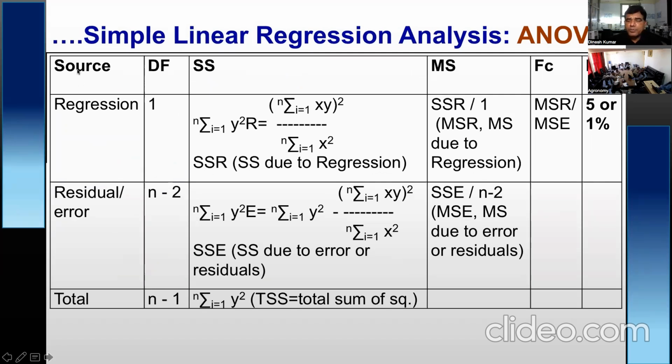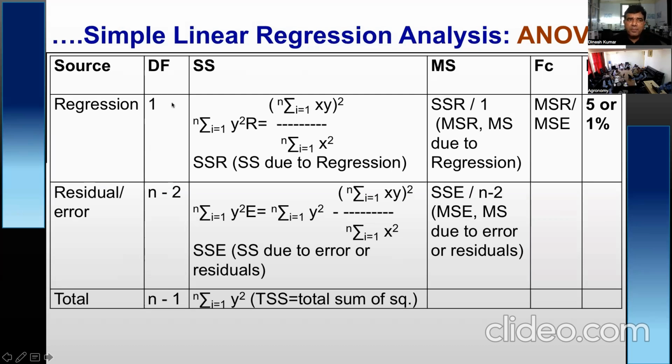So there are a number of sources of variation. The first source is regression, because we have fitted the equation. And you remember some data remained unfitted. Some is represented by the regression. Some is not represented. That is part of the residual or error. So there are two sources of variation here: one is regression and the other is residual. And then you can make the total.